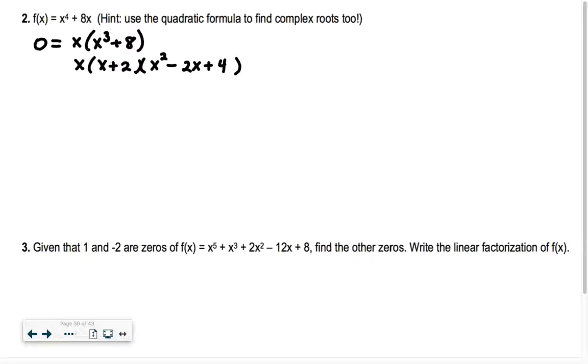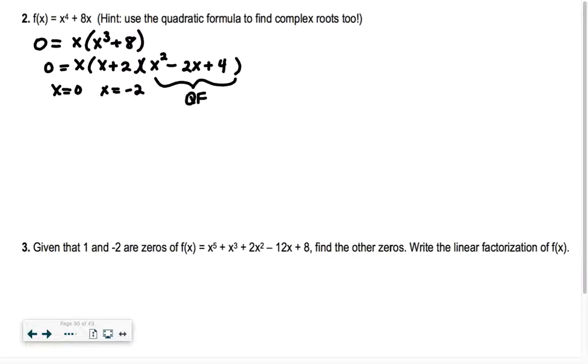All right, so now I start setting things equal to 0 and solving, and then we're like, okay, I got x equals 0 from this first part, and then I have x equals negative 2. And we're like, oh, that's all the zeros. Well, not quite. That's all the real zeros, right? But we know since our original started out with x to the fourth, we should have 4 answers. And there are 2 additional answers from here. So that's when we use the quadratic formula.